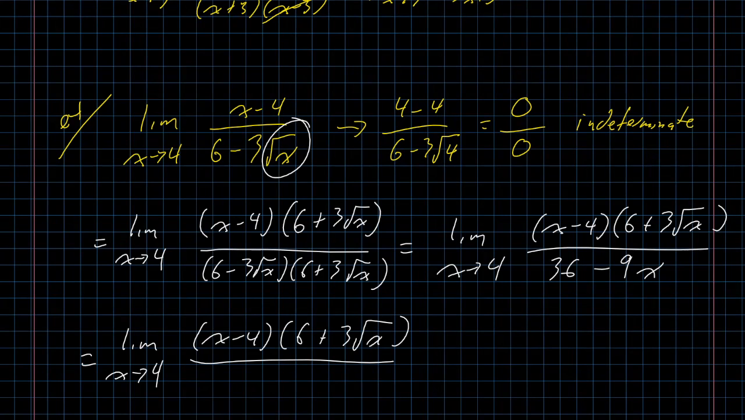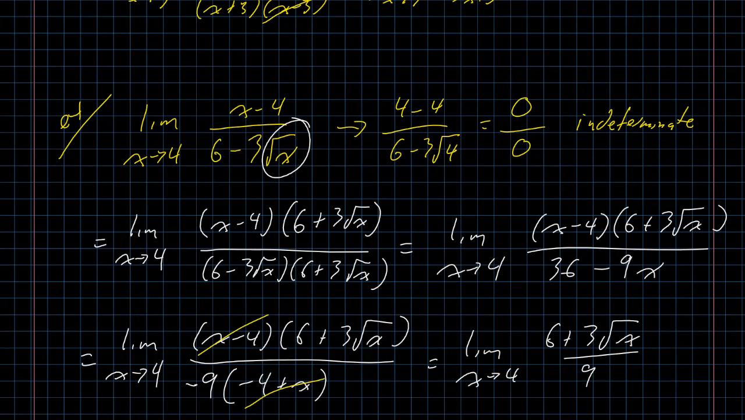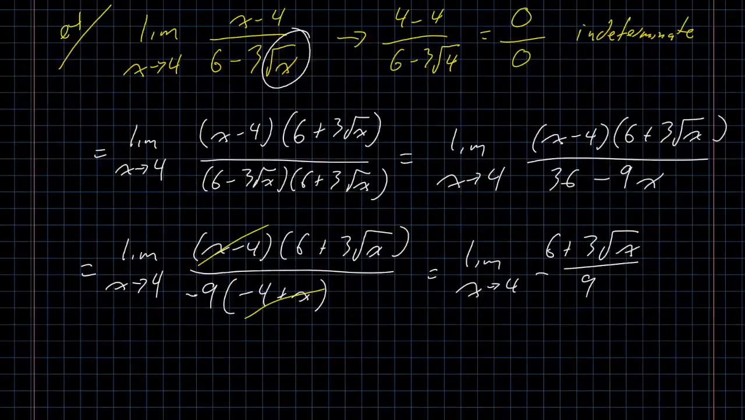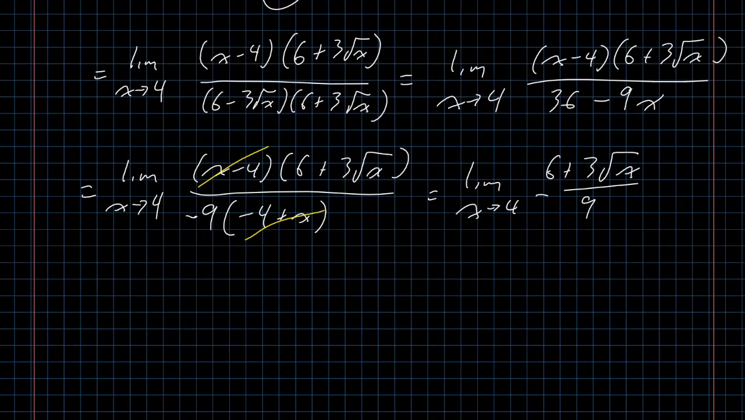But now I have that denominator. I notice that there's a common factor of 9, and when I factor out that 9, actually let's factor out a negative 9. When I factor out that negative 9, I get negative 4 plus x, which is exactly the same thing as x minus 4, just written backwards. So we can cancel those out. And we have the limit as x approaches 4 of the negative of 6 plus 3 root x all over 9. And here, finally, we can just evaluate that.